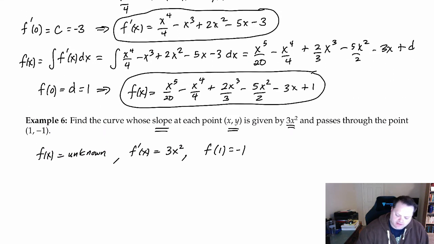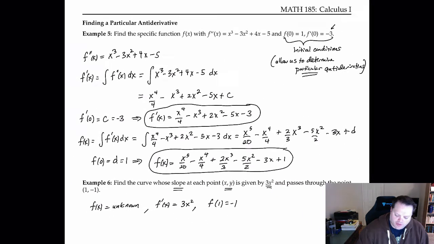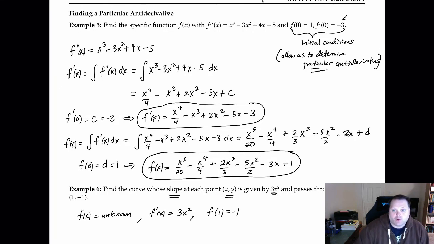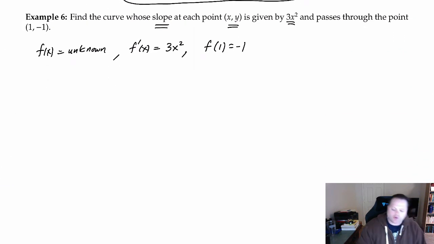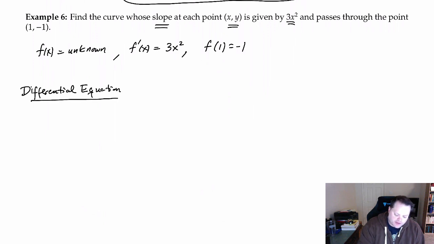Okay, well that's exactly what we just got through doing up here, right? We're trying to find some unknown function. We're given information about the derivative. The derivative is 3x squared, and we know it passes through the point (1, -1). So we're going to work it just like the problem above, but I want to write this in its differential equation form. So a differential equation is an equation that relates some unknown function to its derivative.